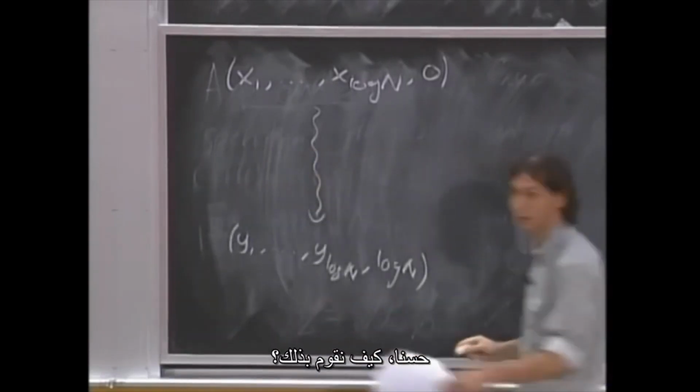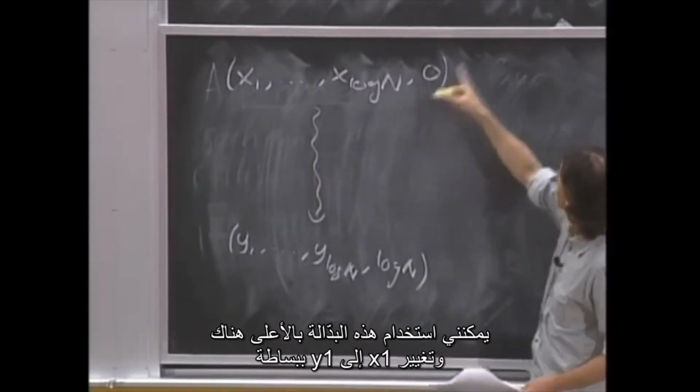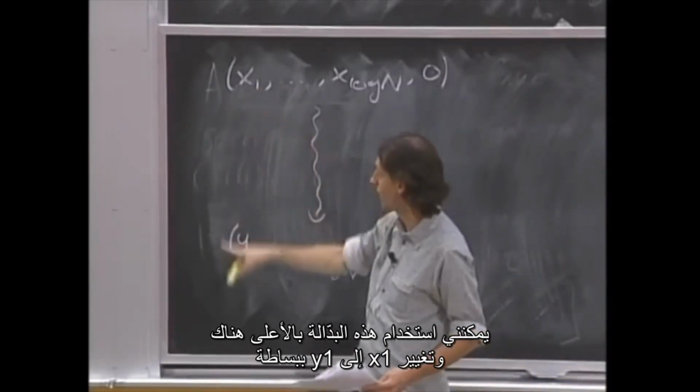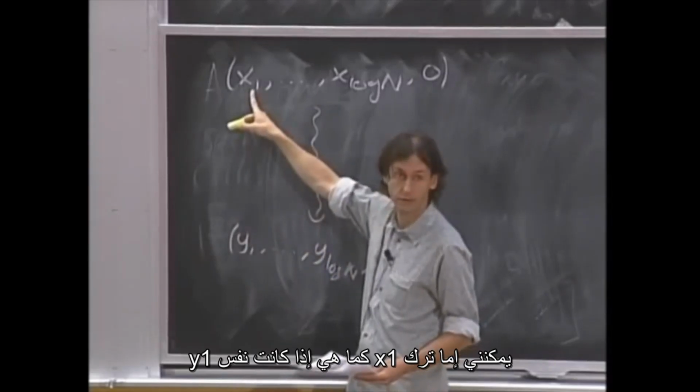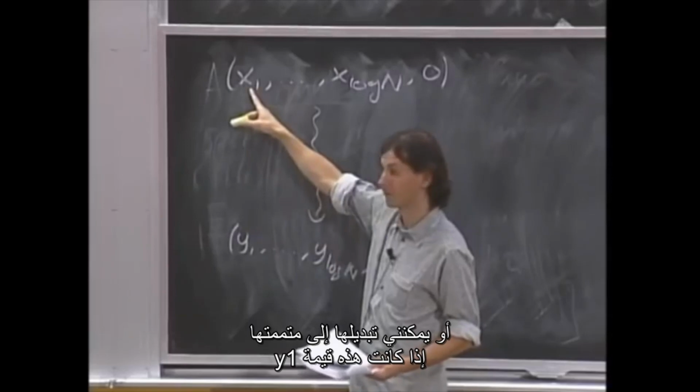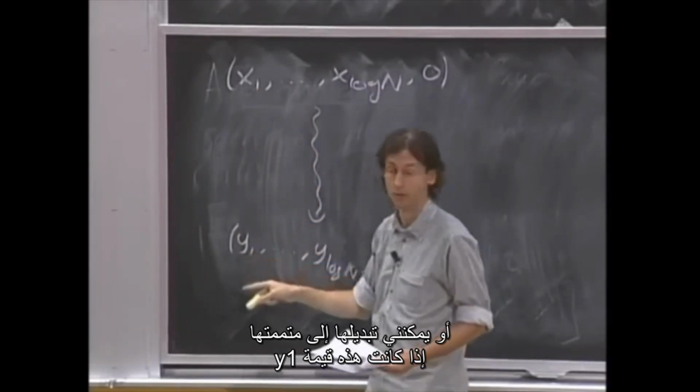Well, how do I do it? Well, for this switch, I can use that rule up there and simply change x1 to y1. I can either leave x1 as it is, if it's the same as y1, or I can swap it to its complement, if that's the value of y1.